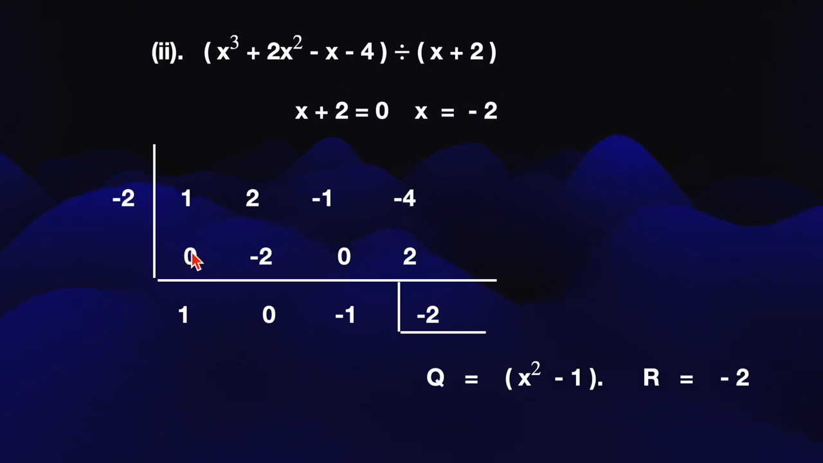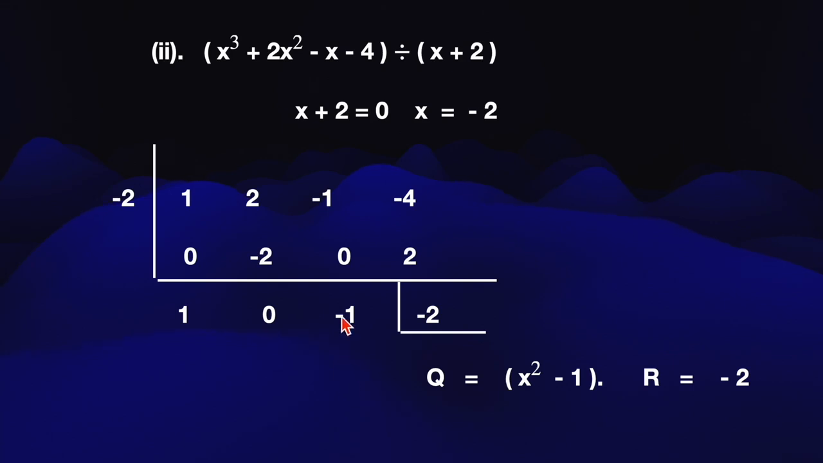First step, write down 0 here and add it. You get 1. Minus 2 into 1, write it here, minus 2. Add it, you get 0. 0 into minus 2 is 0. Add it, you get minus 1. Minus 1 into minus 2 is 2. And add it, you get minus 2. Okay, so this last number is the remainder.